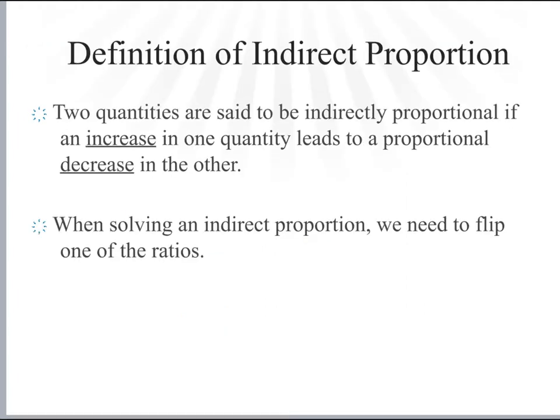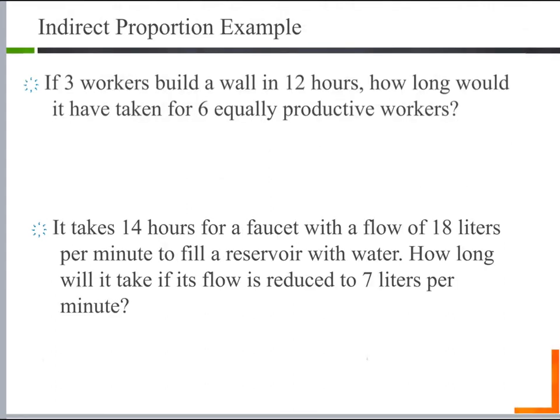Now let's take a look at the definition of indirect proportion. So two quantities are said to be indirectly proportional if an increase in one quantity leads to a proportional decrease in the other. So when solving an indirect proportion, we do need to flip one of the ratios. So here let's look at two indirect proportion examples. And remember that we do have to flip the ratio.